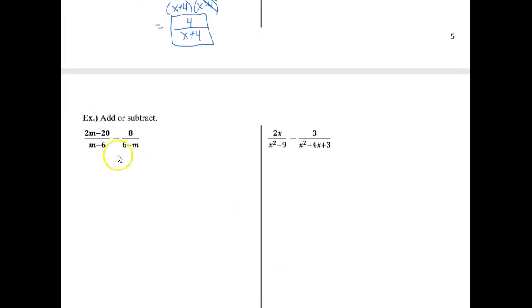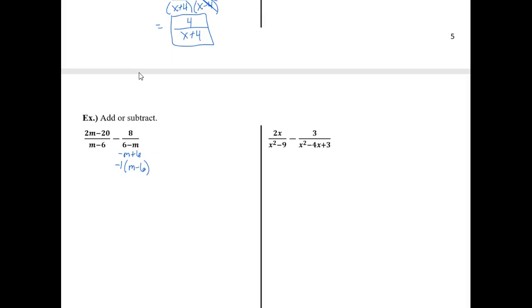All right, let's look at one more here on the left. Looking at these, m minus 6 and 6 minus m, those are actually very similar. If I tried to rewrite this 6 minus m in standard form, it'd be negative m plus 6. Now what I could do here is factor out a negative 1, and that would leave me with m minus 6.